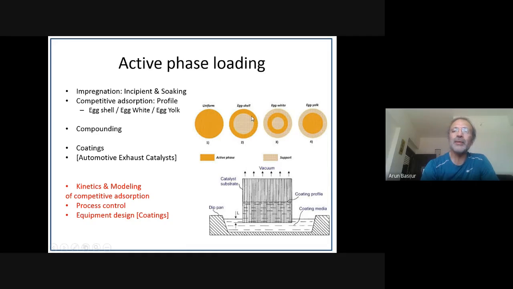The same is desirable when one is dealing with series reactions, where a product intermediate is the desired product. When the amount of active metal to be incorporated in the support is very high, then it doesn't make sense to do impregnation. So one goes for compounding, where both the active phase and the support are co-precipitated simultaneously.